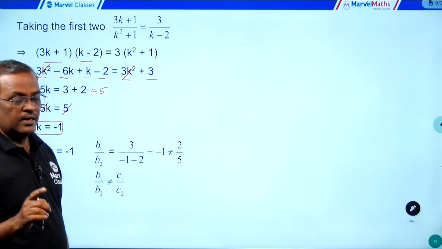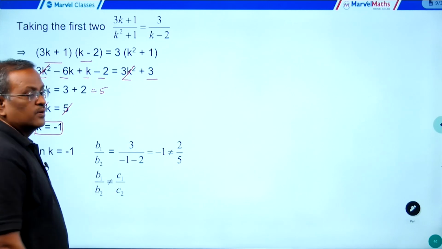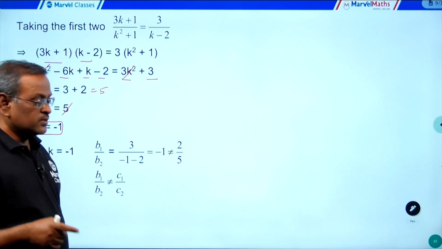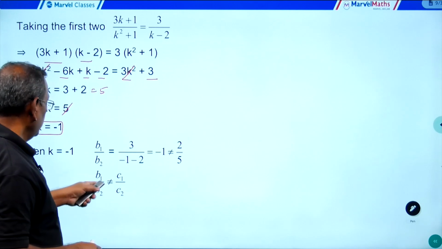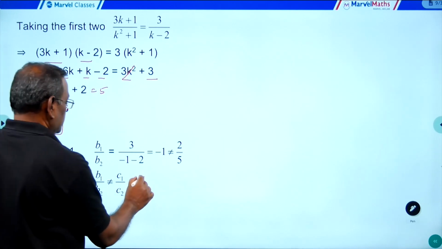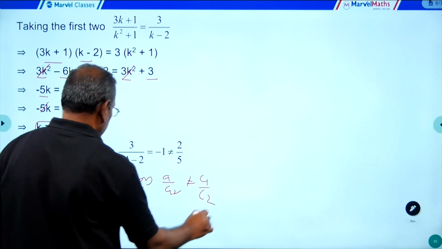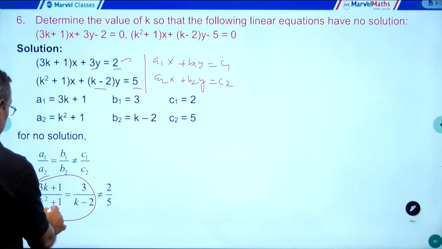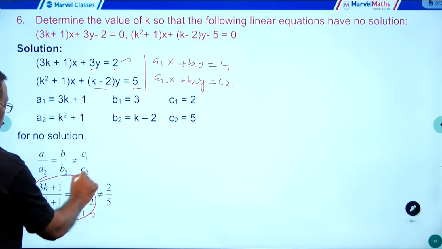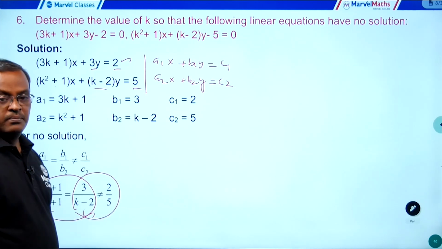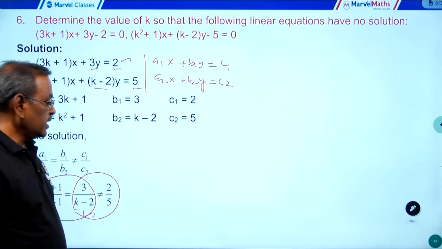Now very important condition, this is not the final conclusion. When k equal to minus 1, prove that b1 by b2 not equal to c1 by c2, or a1 by a2 not equal to c1 by c2. But if you compare these two cases, this is simple, and hence I can take b1 by b2 not equal to c1 by c2. I have to prove that.